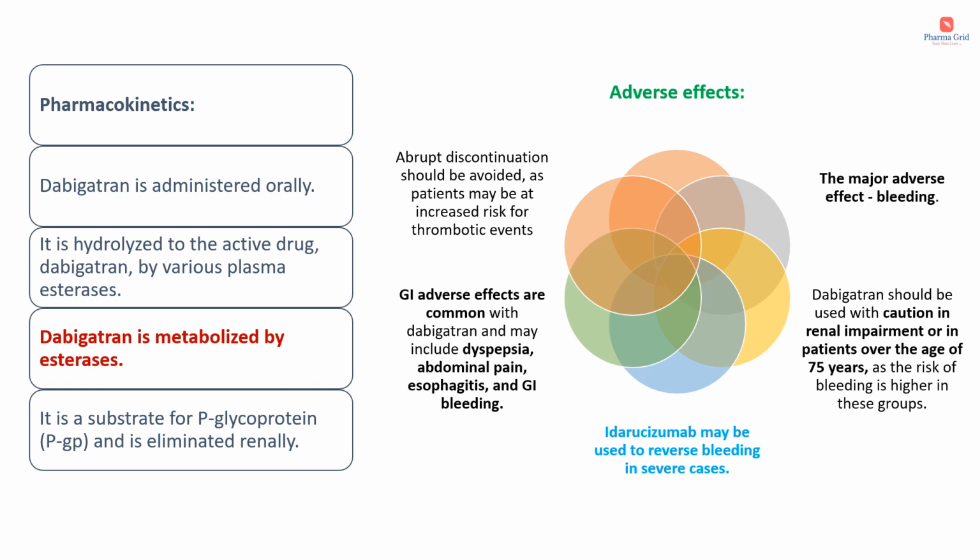Coming to the adverse effects of dabigatran, the major adverse effect is bleeding. Dabigatran should be used with caution in renal impairment or in patients over the age of 75 years, as the risk of bleeding is higher in these groups. Idarucizumab may be used to reverse bleeding in severe cases. It is the antidote that can be used to reverse bleeding associated with dabigatran. Gastrointestinal adverse effects are common with dabigatran and may include dyspepsia, abdominal pain, esophagitis, and gastrointestinal bleeding. Abrupt discontinuation should be avoided as patients may be at increased risk for thrombotic events.